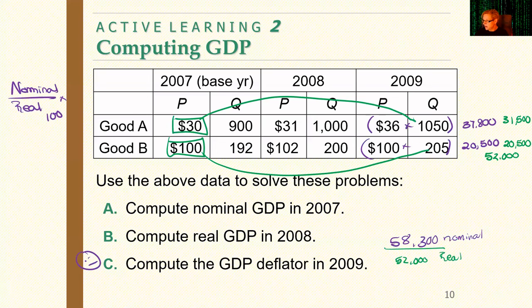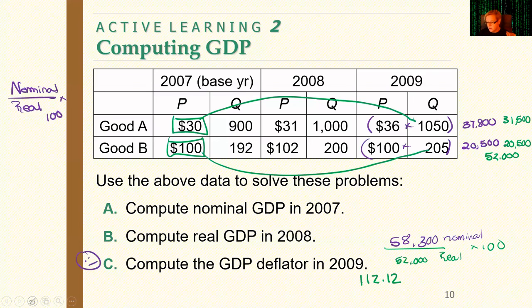We're going to divide our nominal by the real, multiply it by 100. So we have 58,300 divided by 52,000, times 100, ends up being 112.12. Don't put it as a percentage. So what is the 112? How can we interpret that?